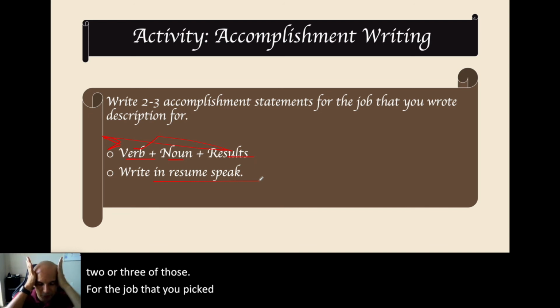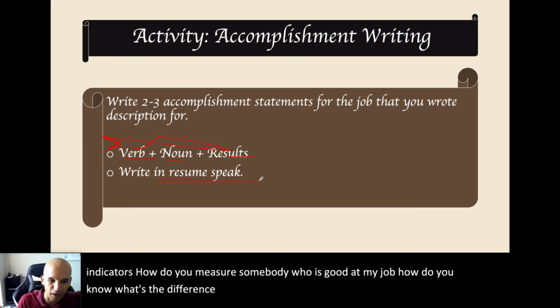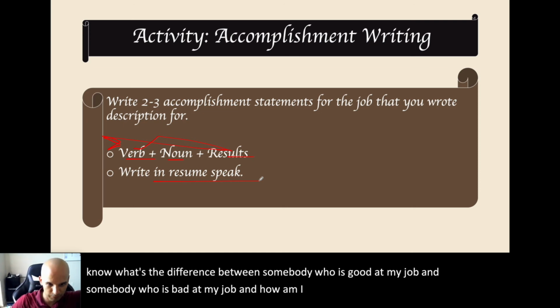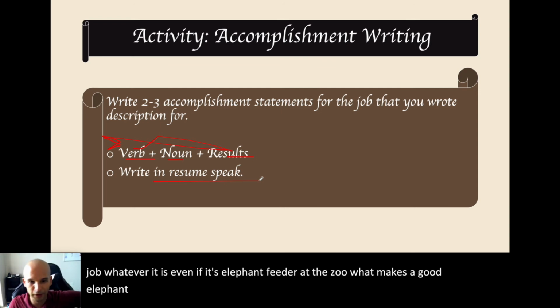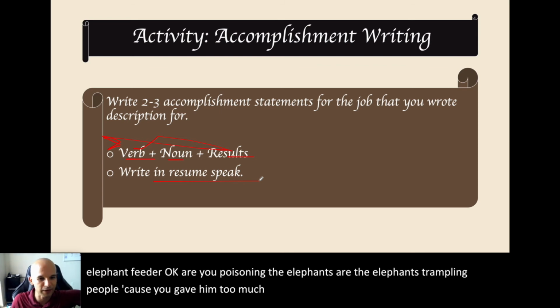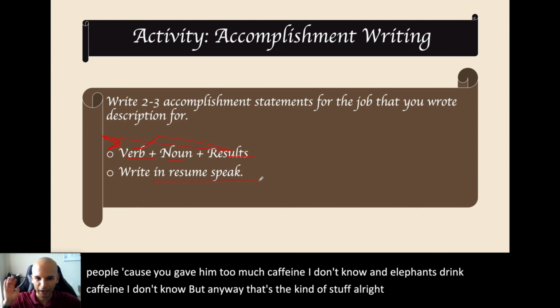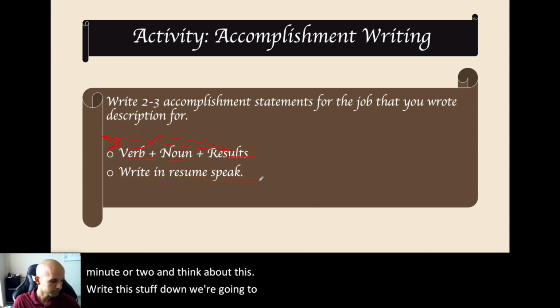Think KPIs. What are my key performance indicators? How do you measure somebody who is good at my job? What's the difference between somebody who is good at my job and somebody who is bad at my job? And how am I that person who is good at their job? Whatever it is, even if it's elephant feeder at the zoo. What makes a good elephant feeder? Are you poisoning the elephants? Are the elephants trampling people because you gave them too much caffeine? I don't know, do elephants drink caffeine? But anyway, that's the kind of stuff. So take a minute or two and think about this. Write this stuff down. We're going to look at some examples too.